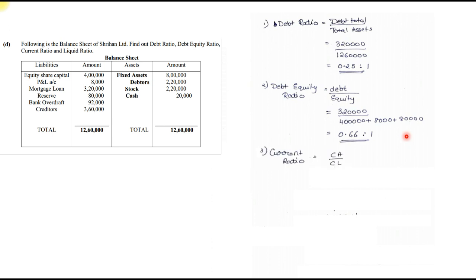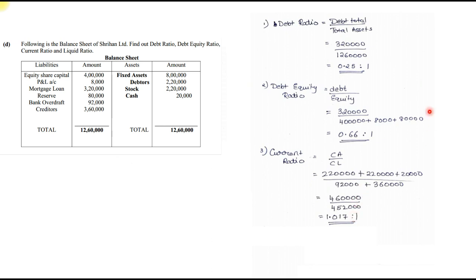Third is current ratio. Now, current ratio formula is current assets upon current liability. So in current assets you have debtors, stock, and cash, because fixed asset is separately given. So, 2,20,000 plus 2,20,000 plus 20,000. In current liability, equity cannot come, PNL cannot come, a loan cannot come, reserve cannot come. So, there's only bank overdraft and creditors. So CA upon CL. So we have debtors, stock, cash upon bank overdraft and creditors. We add up, we divide, we get the value as 1.017. Okay, that is 4,60,000 upon 4,52,000.